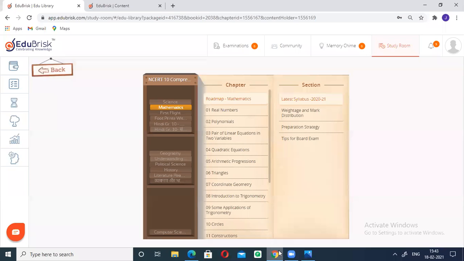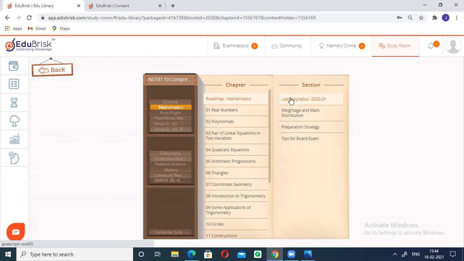This academic year, we have included a new feature on our site, which is the roadmap. In this roadmap, you can see subsections like latest syllabus, weightage and mark distribution, preparation strategy, and tips for board examination. These features will help you to understand better and to prepare for the examination. First of all, let us go to the latest syllabus.